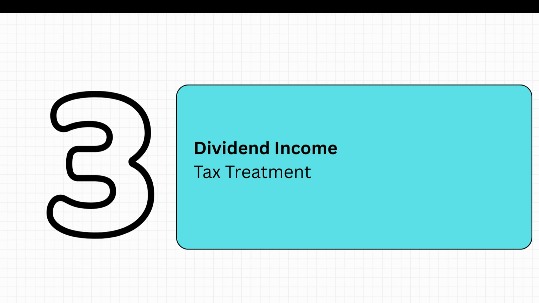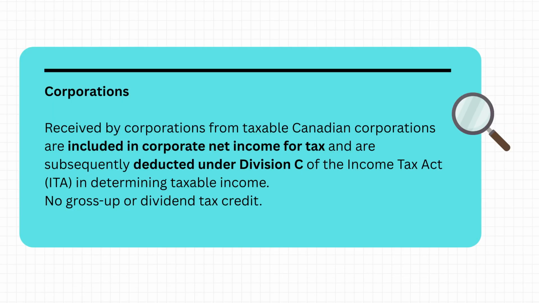Now let's move into dividends, a topic that gets tested a lot and is crucial for understanding Canadian tax integration. Dividends are payments corporations make to shareholders, and the tax treatment depends on who's receiving them and what type of dividend it is. If a Canadian corporation receives dividends from another taxable Canadian corporation, it includes that in net income. But here's the key. It gets a Division C deduction, which means the dividend is effectively removed when calculating taxable income. So no Part 1 tax is paid. And importantly, corporations don't do the gross-up and dividend tax credit game.